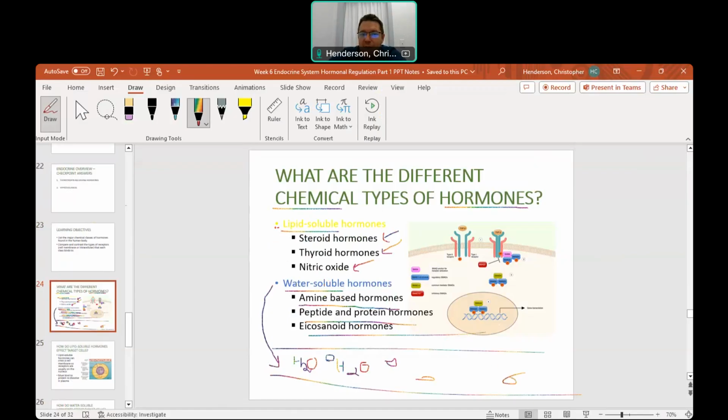But if you are lipid soluble, is it going to want to dissolve in your blood? No, it doesn't want to dissolve in your blood, because water and oil don't mix, water and fats don't mix. So you have to have a transport protein to drive these around so that they can dissolve in the blood. So they're going to have these carriers.